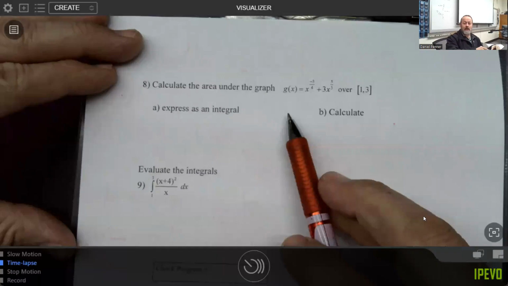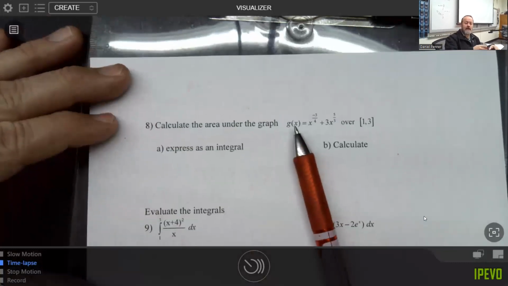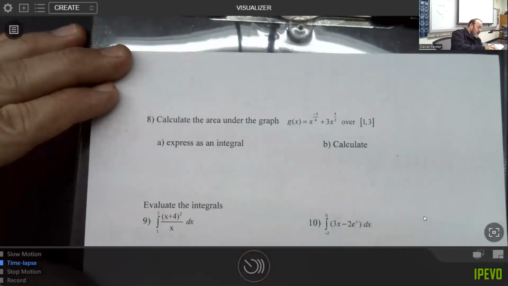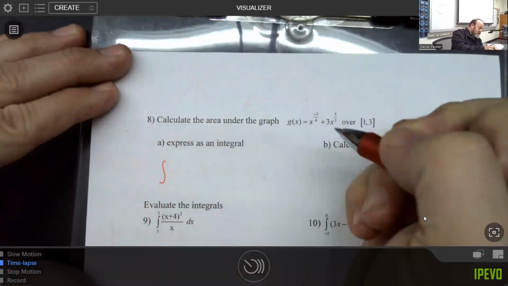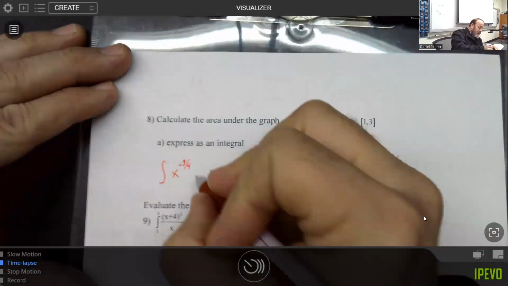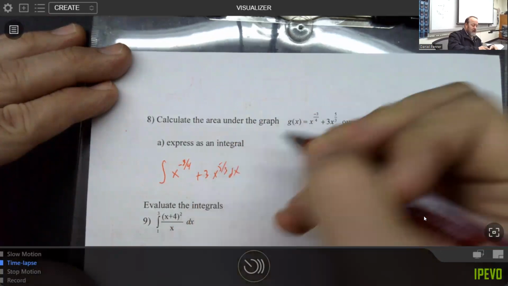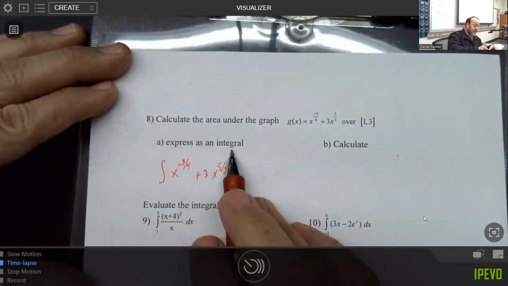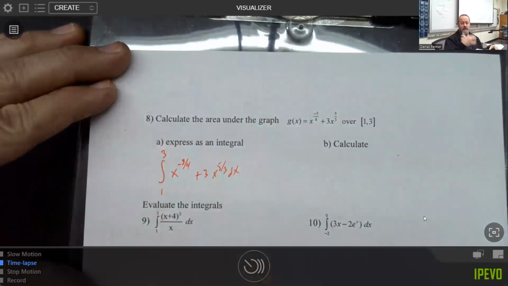So first thing it says, let's find the area under the graph, which we of course know has to do with this idea of finding an integral. So we're going to start by finding the integral of g of x, which is x to the negative 3/4 plus 3x to the 5/3. Don't forget the dx. Now it says express it as an integral, and of course that's just being able to set up that finding that area is represented by this.